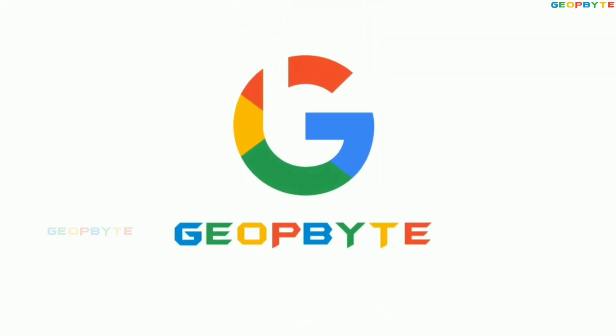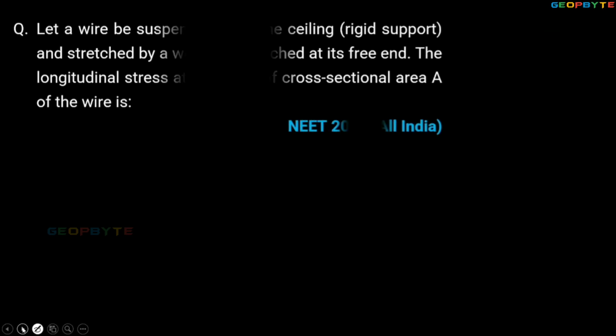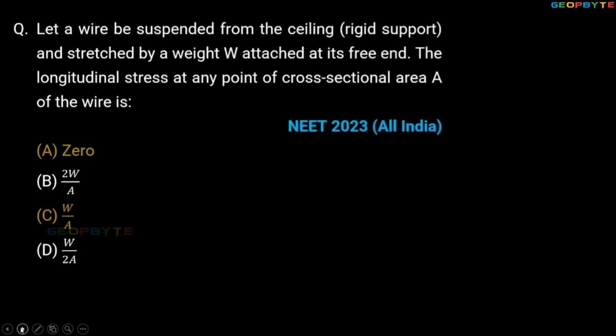Similarly, let us take another important problem. Look at the screen. It is asking like this: let a wire be suspended from the ceiling, that is a rigid support, and stretched by a weight W attached at its free end. Let me draw the diagram.